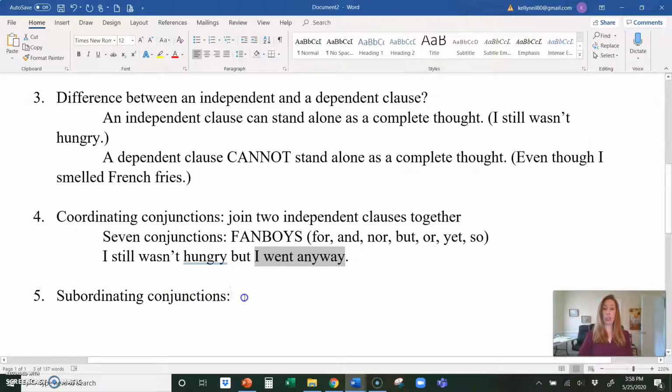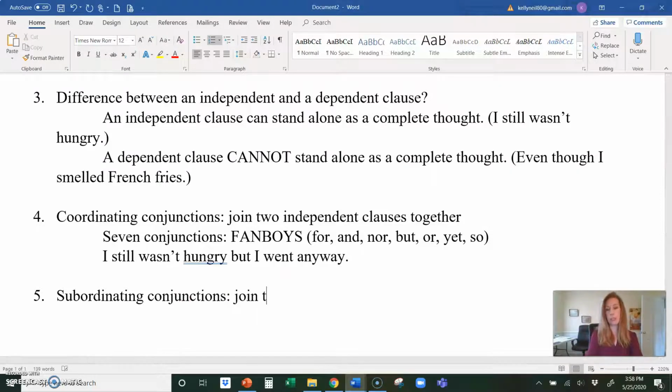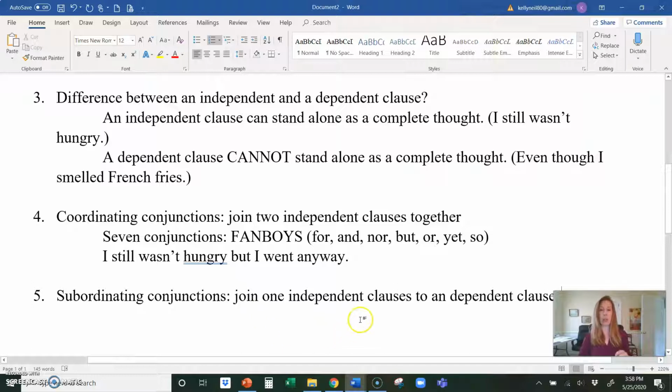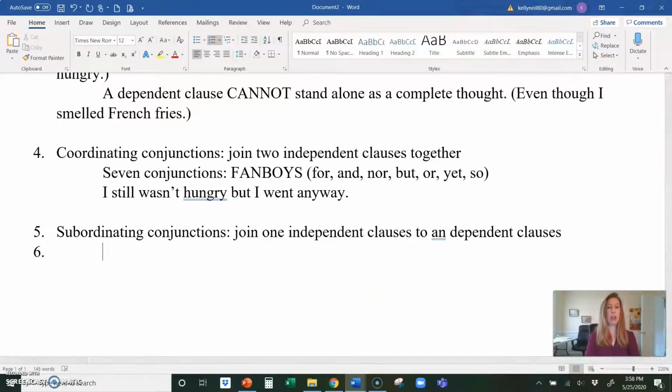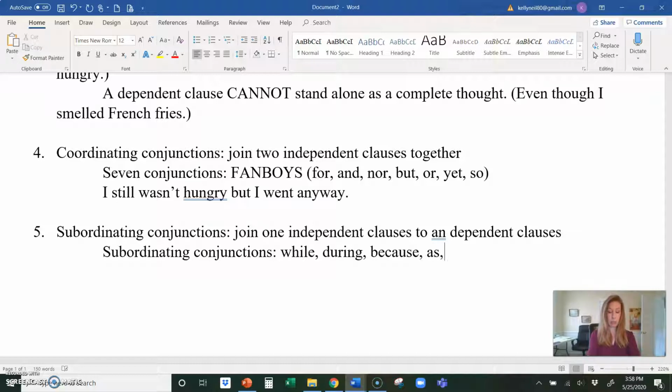Now, subordinating conjunctions. These are slightly different, same kind of idea, but they join 1 independent clause to a dependent clause. Okay, so these are joining independent and dependent clauses together. Now, there are a ton, and I mean a ton, of subordinating conjunctions. We only had 7 coordinating conjunctions, but subordinating conjunctions, there are so many of them. Here are just a couple examples. There are tons. These are some more common ones.